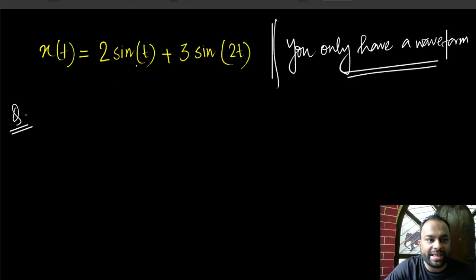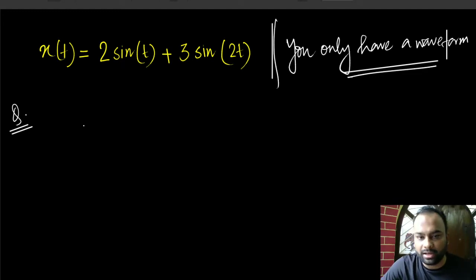So you don't have an expression for the signal. Imagine you have a waveform for this signal. You don't have an expression for this signal, so you don't really know that the signal is comprising of a sine t with an amplitude of 2 and a sine 2t with an amplitude of 3. You don't know that. Imagine. You just have the waveform, right?